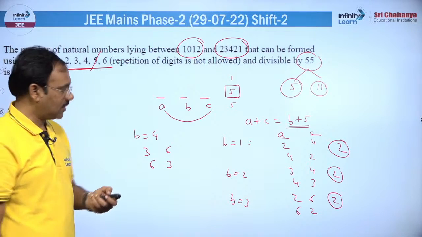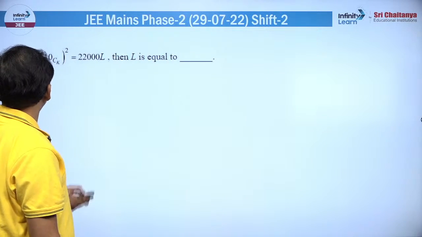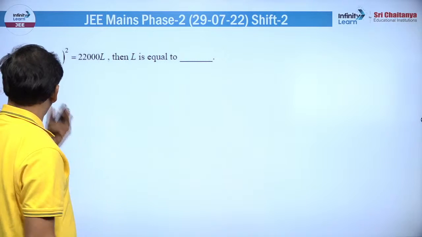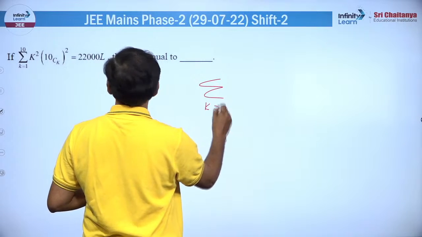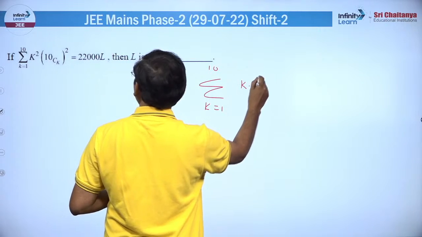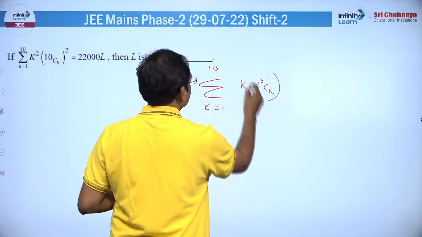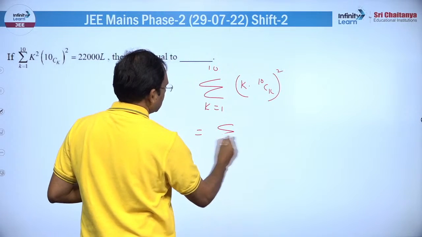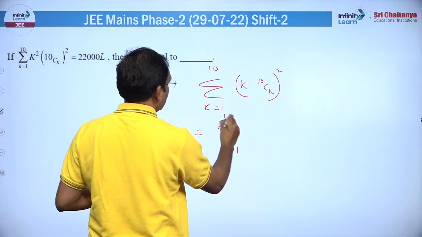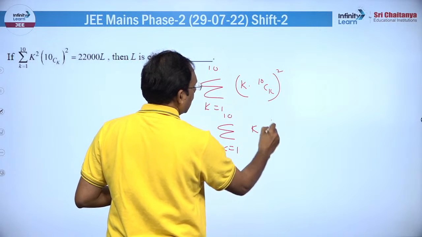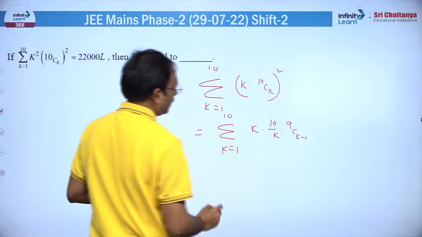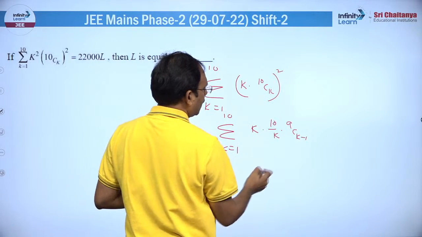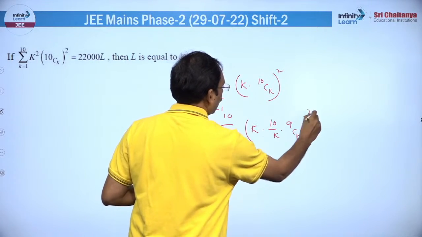Okay, right. Next, this question, sigma k is equal to 1 to 10 k square. You just see, my dear friends, sigma k is equal to 1 to 10 of k into 10 C k whole square, which is sigma k is equal to 1 to 10, you can write 10 by k into 9 C k minus 1. Am I correct? So 10 by k into 9 C k minus 1 whole square.